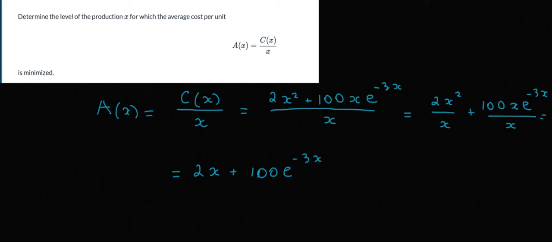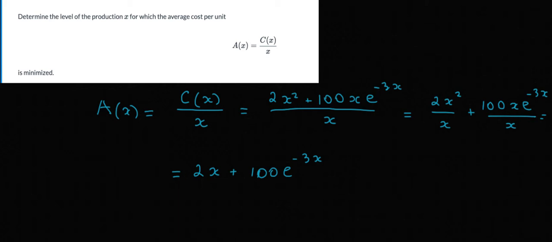This function calculates the average cost per unit given the value of x. And since we are looking for the level of production, in other words, the value of x that will minimize the average cost, we are looking for the value of x which will make the value of this function as small as possible.